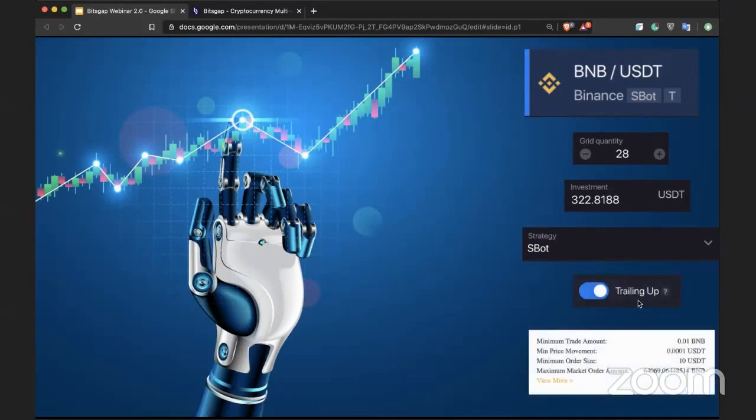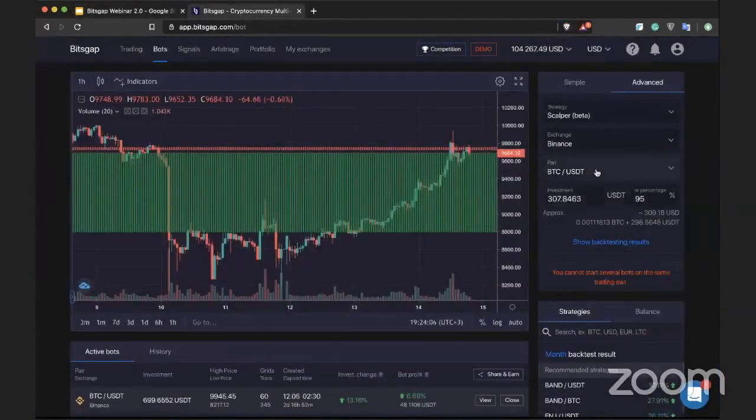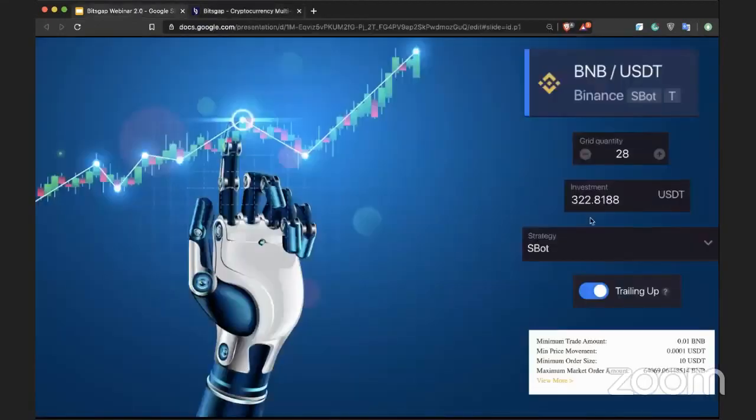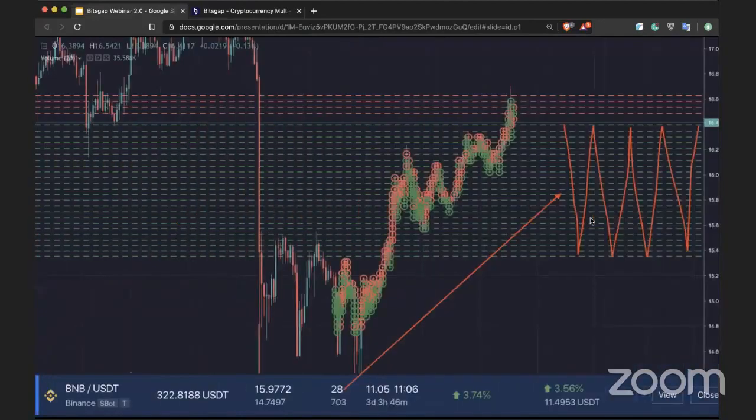Notice that for each trade, I must take into account the exchange's specification. So that's the cryptocurrency trading on Binance, that's BNB. And the minimum order size for the BNB is 10 USDT. All right. So that's why at Bitsgap, some cryptocurrency pairs require less amount of money than others. So you have to take this into account.